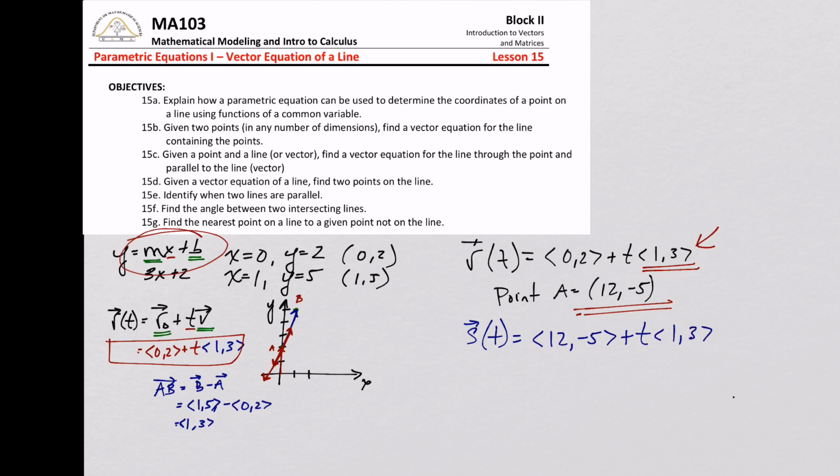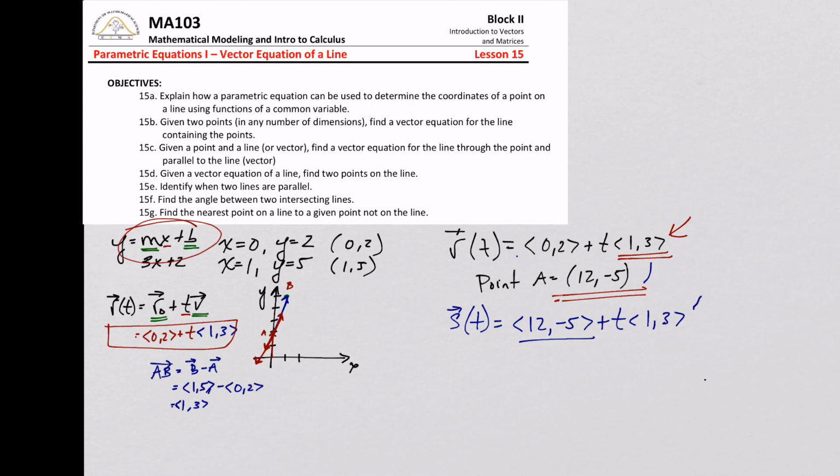Does that satisfy a parallel line that goes through the point (12, -5)? Well, if t is 0, we're at that point. If t is any other value, we're on the line, but we know that because they have the same direction vectors, we're parallel.